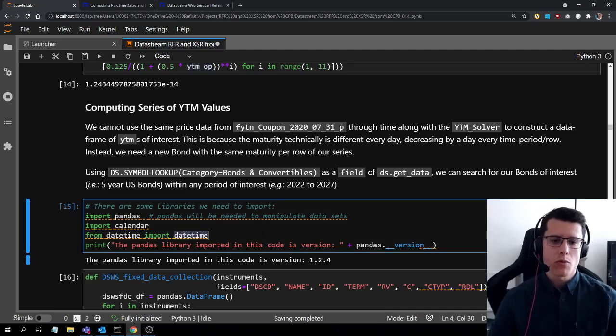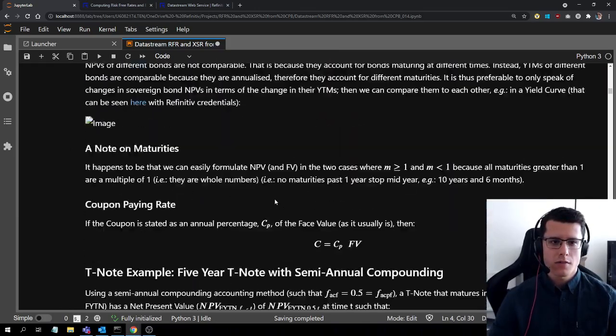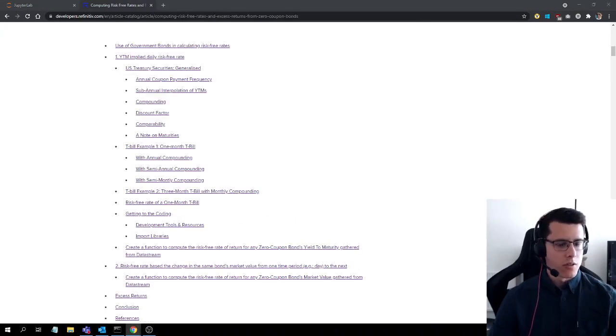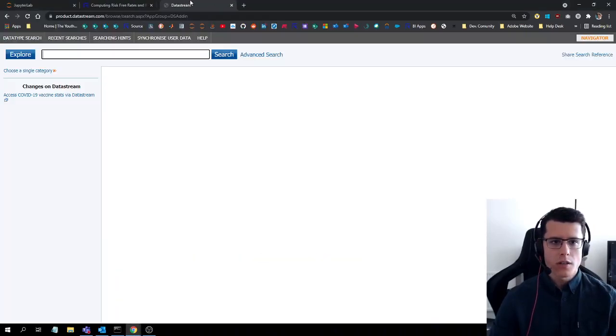Matter of fact, you might be wondering, how did I find this 5-year bond? If I scroll back up, scroll too far up. There you go. Here it says that the ticker is this. Now, if I go on Datastream, I'm just going to log in on the other screen for you. Give me 1 sec. So what I'm doing right now is I'm going on Datastream Navigator, if I can find it, that is. Ah, there you go.